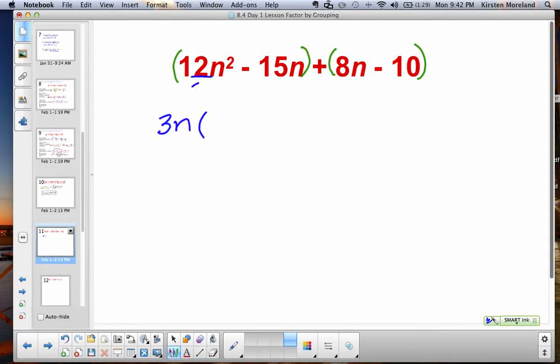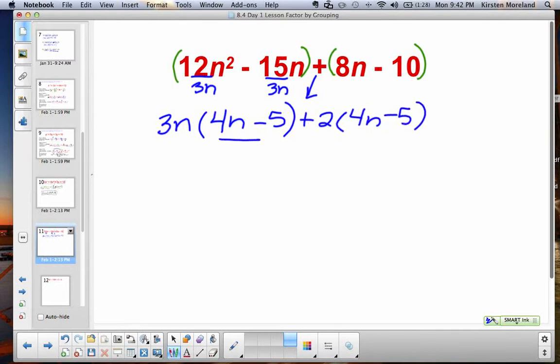So you can think about it as dividing, or you can just picture what you need. So if I want to get a 12, I need 4, and if I have an n already, I just need one more n. And then 15 divided by 3 is 5, and the n's cancel. Drag the plus sign down, that's important. 8n and 10 have 2 in common, and 8 divided by 2 is 4n, and 10 divided by 2 is 5.